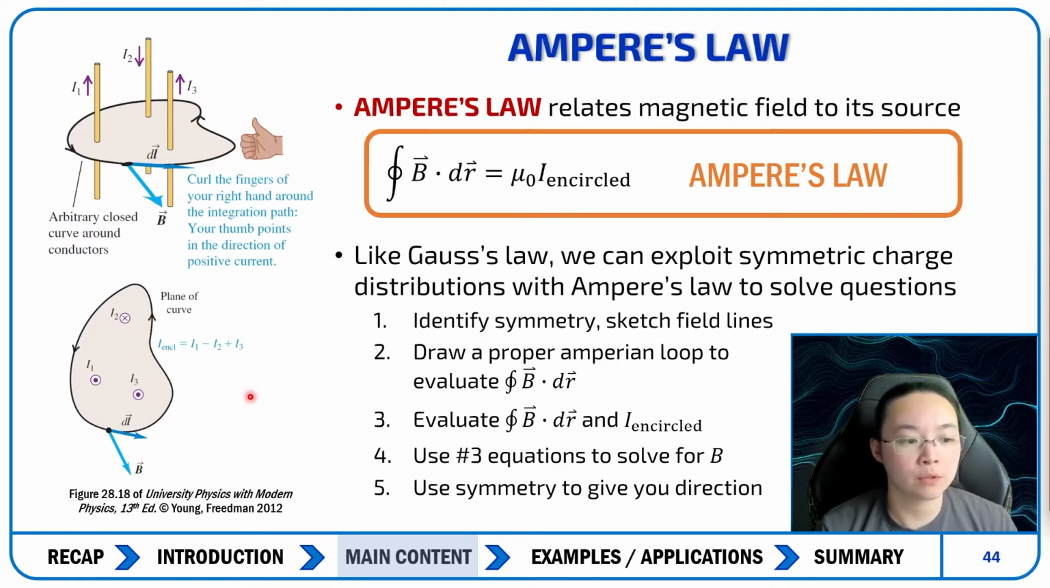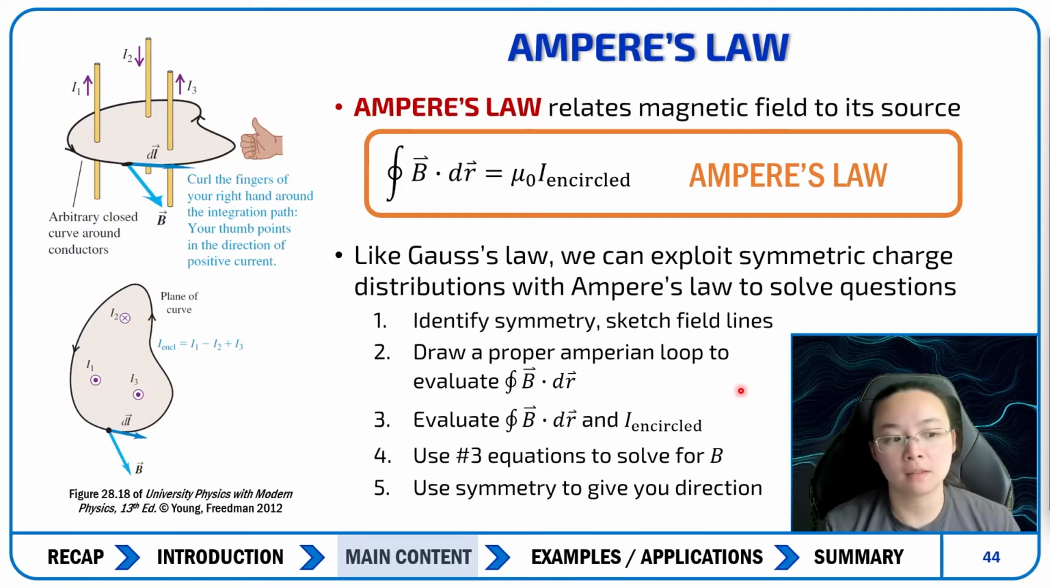Now that you have your enclosed current, you'd be able to have I enclosed, as well as evaluate your closed loop integral here. This is a line integral around a closed curve. We're going to simply evaluate the integral of B dotted with dr, and then use the equations we have for this and this to solve for B.